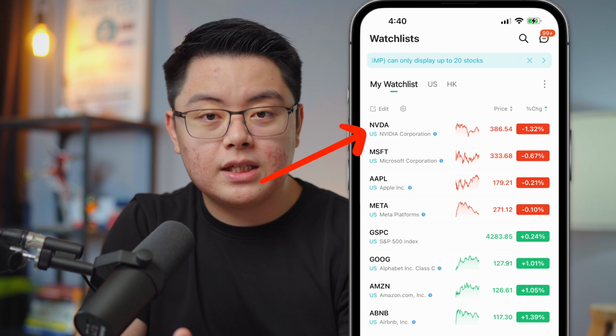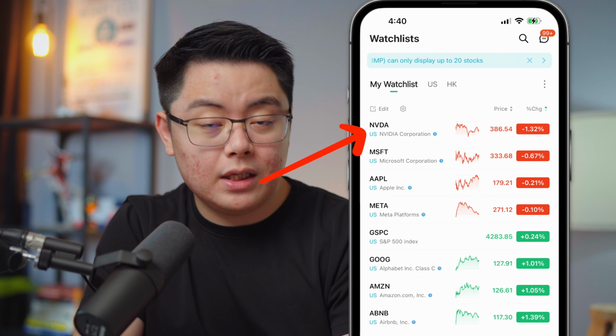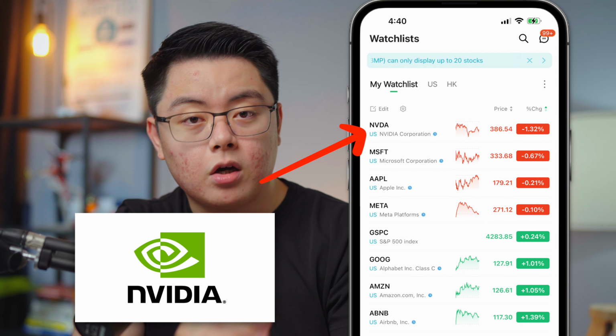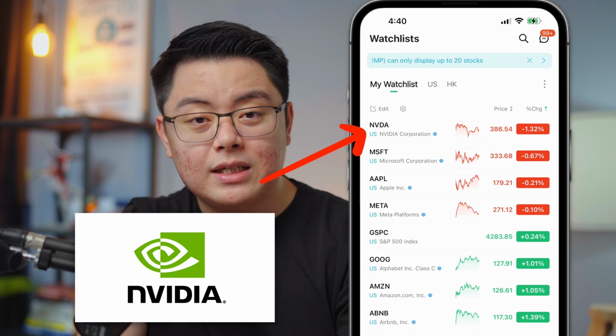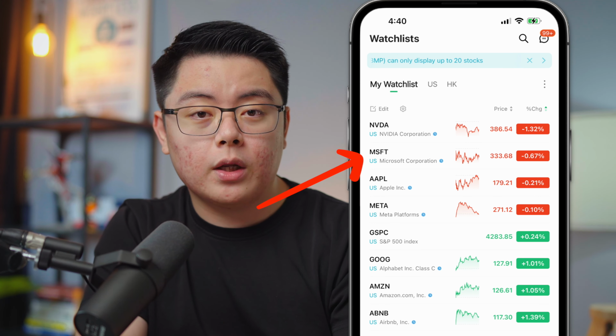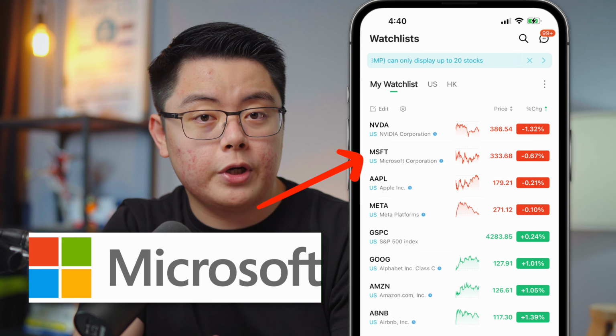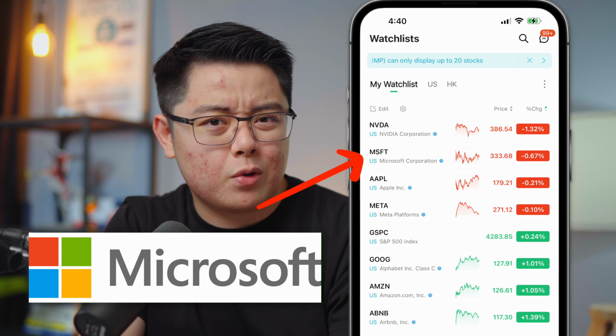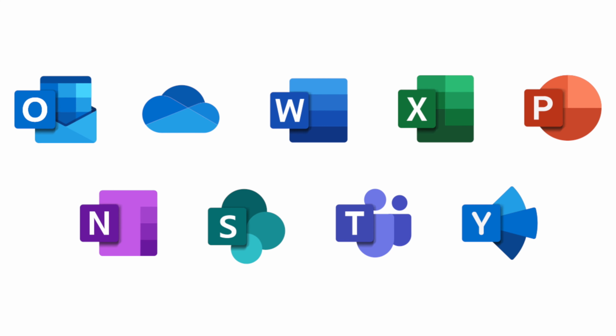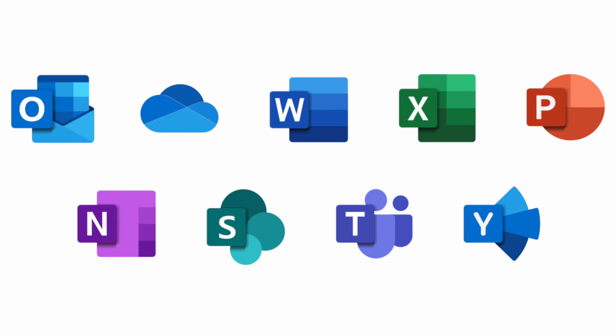For instance, you can see that I have NVDA, which is the ticker symbol or short form for Nvidia Corporation, which is the company that designs graphic cards. Or the second one, we have MSFT, which is the ticker symbol for Microsoft Corporation. And I'm sure you would know what Microsoft does, right? Microsoft Word, Excel, PowerPoint, you should know them, kan?